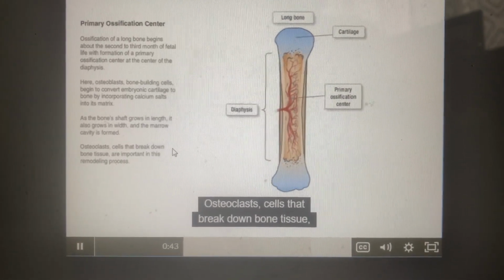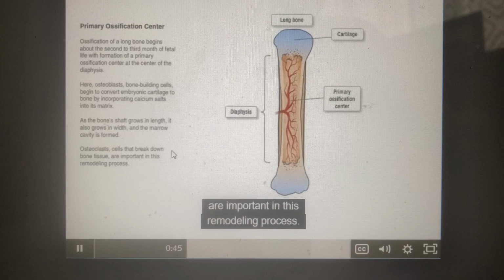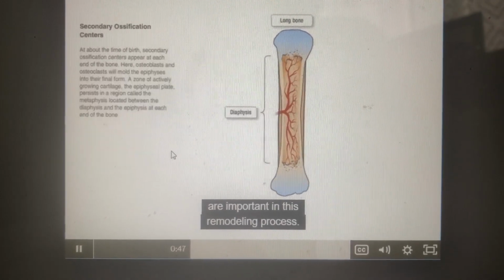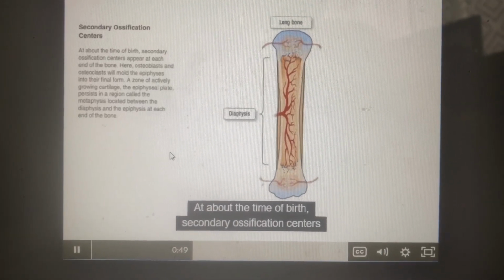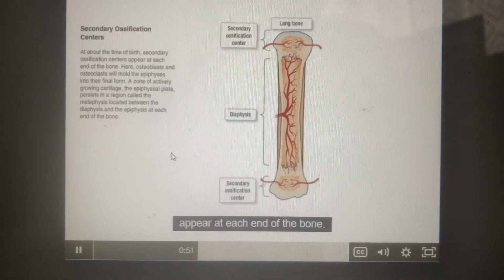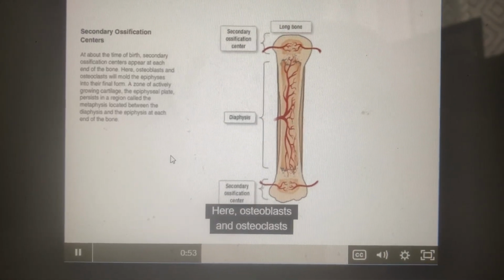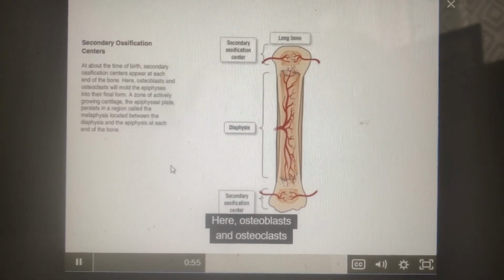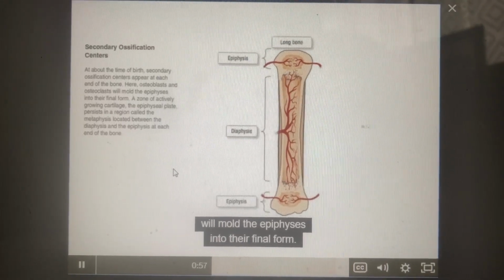Osteoclasts, cells that break down bone tissue, are important in this remodeling process. At about the time of birth, secondary ossification centers appear at each end of the bone. Here, osteoblasts and osteoclasts will mold the epiphyses into their final form.